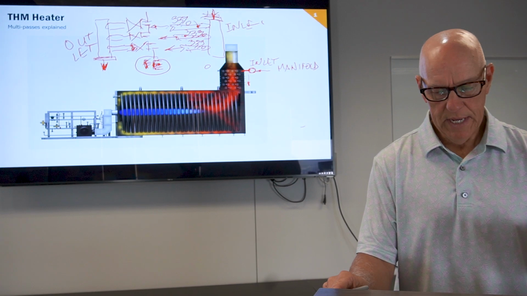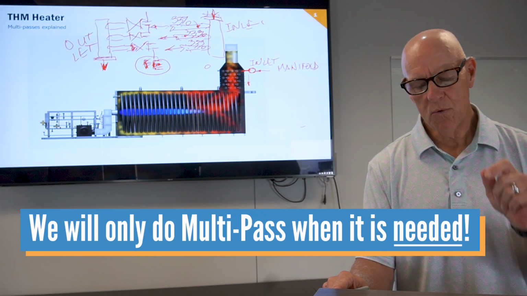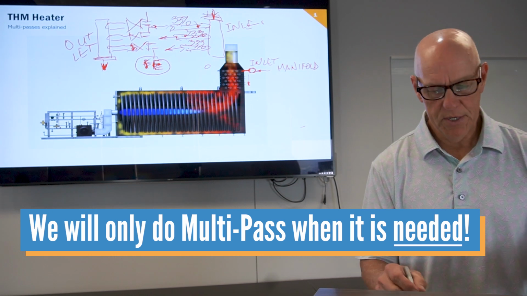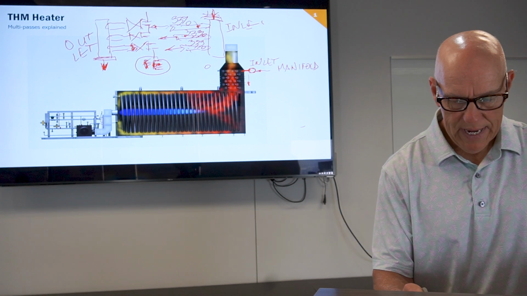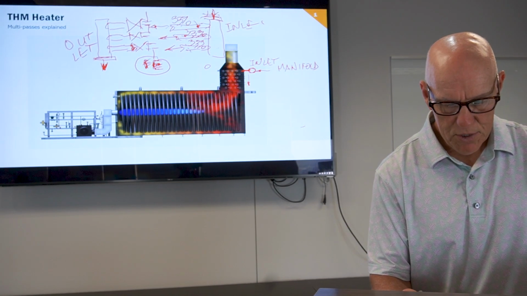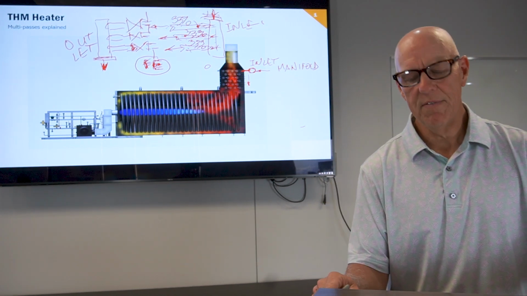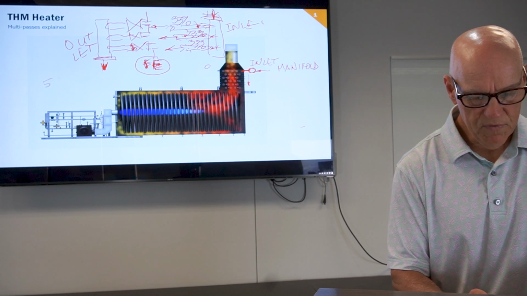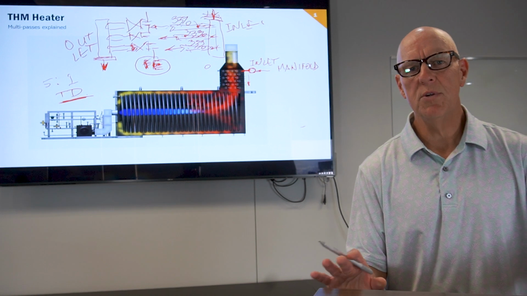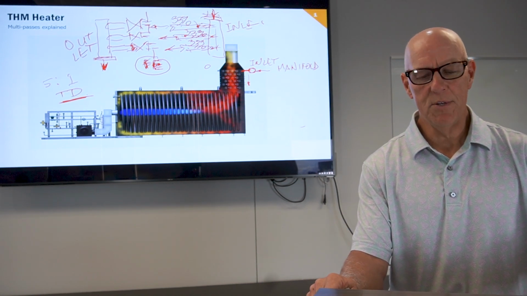Lastly, I want to say that we will make every attempt to do it in a single pass, because what a single pass will allow you to do is to have almost unlimited turn down. If I have a multi-pass system, as I start turning the flow down, I get maldistribution of flow. Whereas if I have a single pass, I can easily go 5-to-1 turn down, and it gives you more flexibility on your heater to go with a single pass. So we'll make every opportunity to do a single pass. We'll do a multi-pass heater only when we need to.